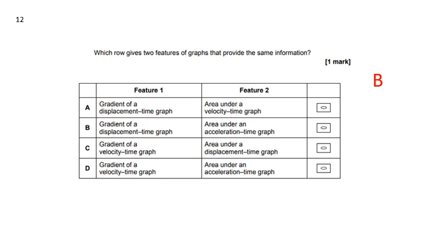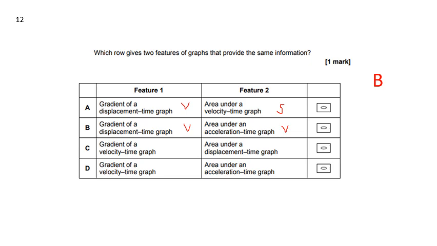Which row provides the same information? Well, let's have a look. Gradient of a displacement time graph is velocity. Area under a velocity time graph is displacement. Gradient of a displacement time graph is velocity. Area under an acceleration time graph will also be velocity.